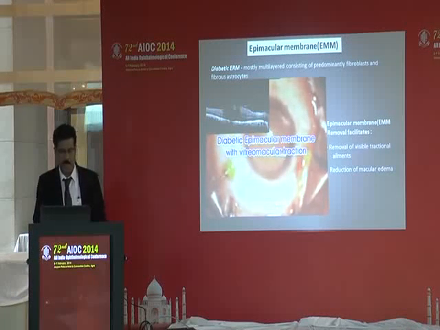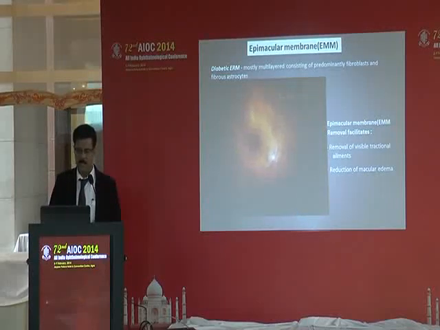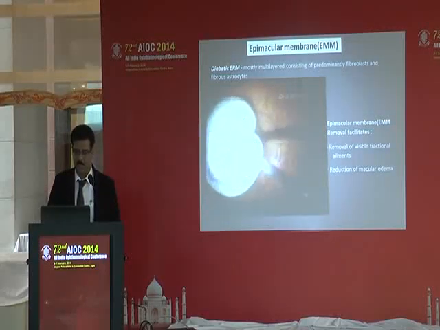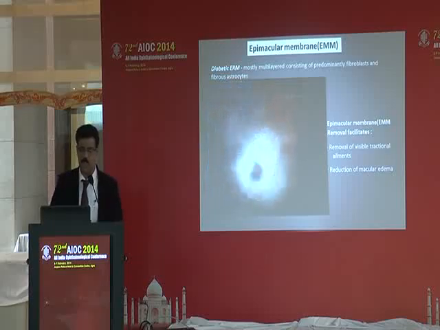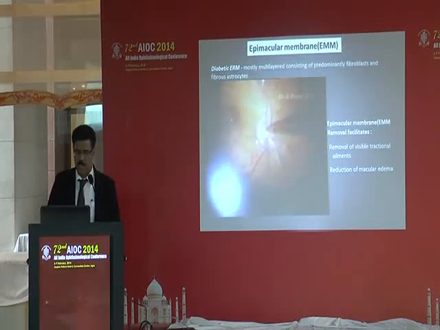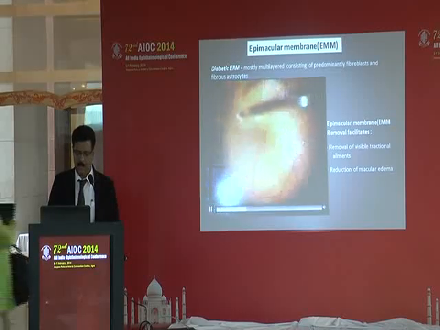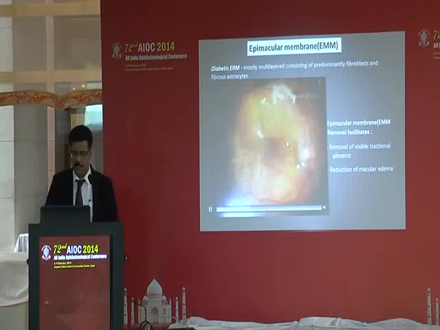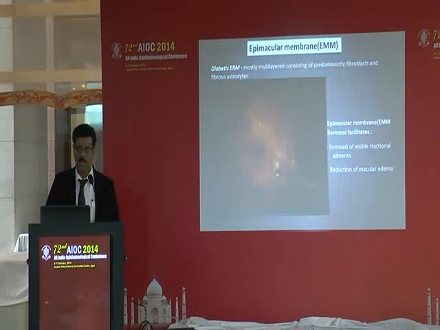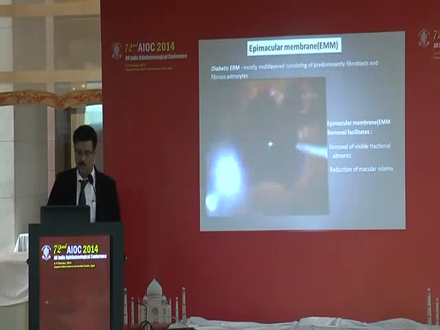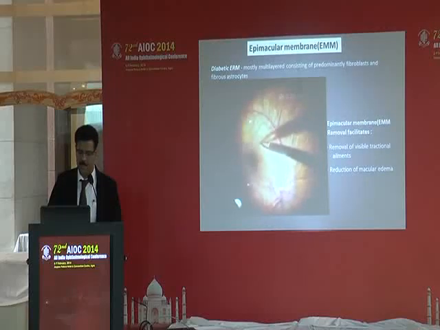Now coming to the epimacular membrane, in diabetic epimacular membrane, you should know that they are mostly multi-layered, consisting predominantly of fibroblasts and fibrous astrocytes. So you should stain the ERM with the help of trypan blue initially, and remove the ERM nicely, and if you are not sure enough that you have removed all the ERM, stain again with the trypan blue.